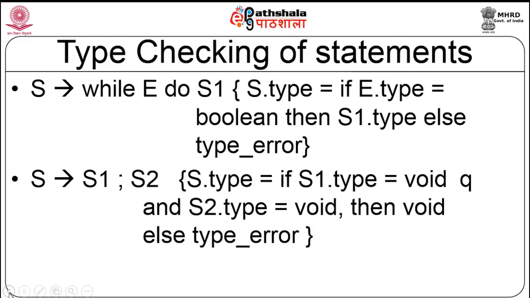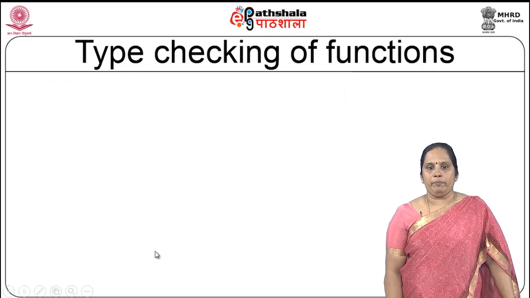And the last one is S produces S1; S2, that is, a sequence of statements. In that case I will return void if S1.type is equal to void and S2.type is equal to void, else type_error. That is, if this is void and this is also void, then we will return void; else if this is an error or this is an error, I will return the error as my type for the LHS S. So this is type checking of statements.